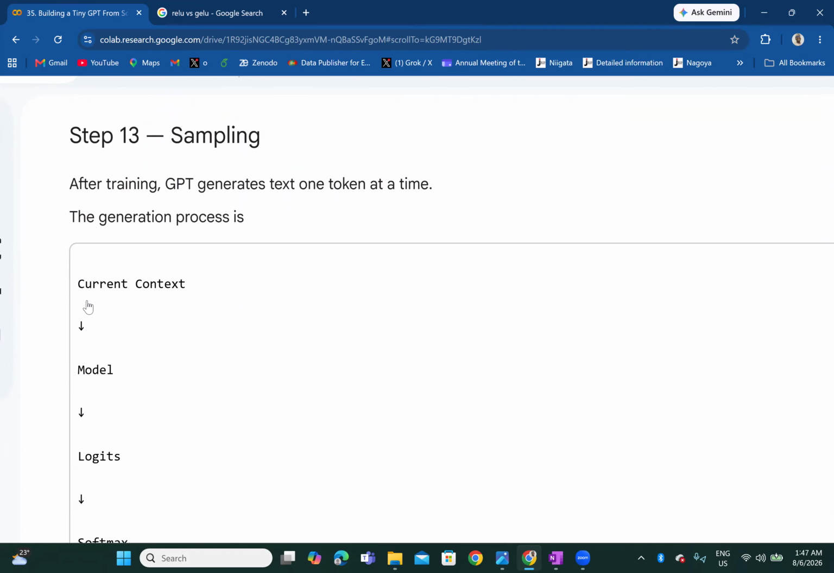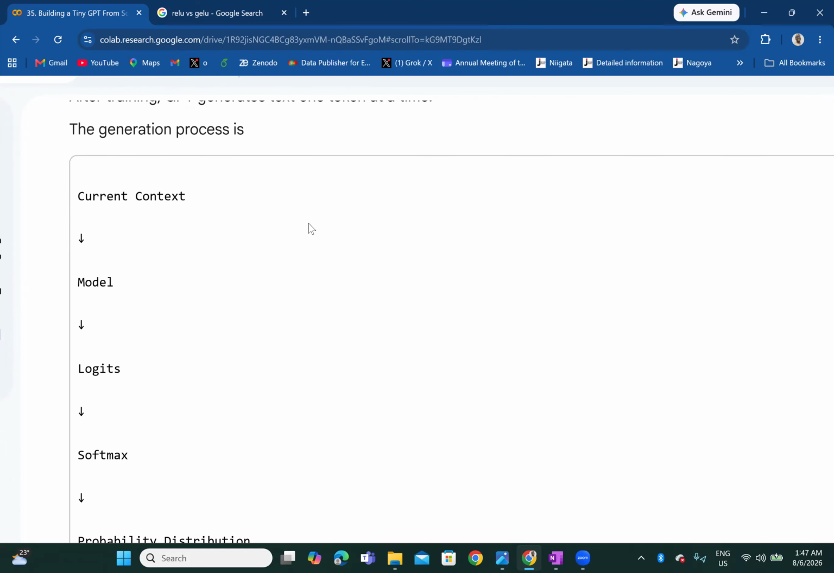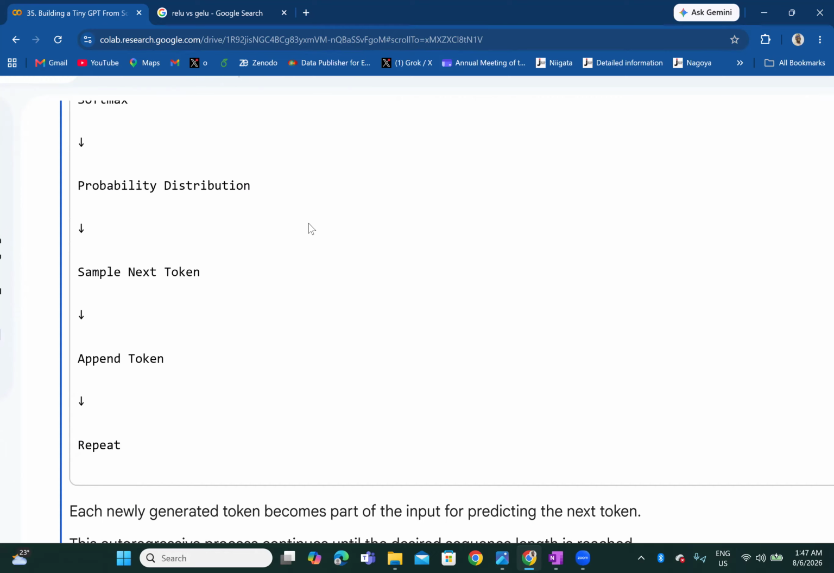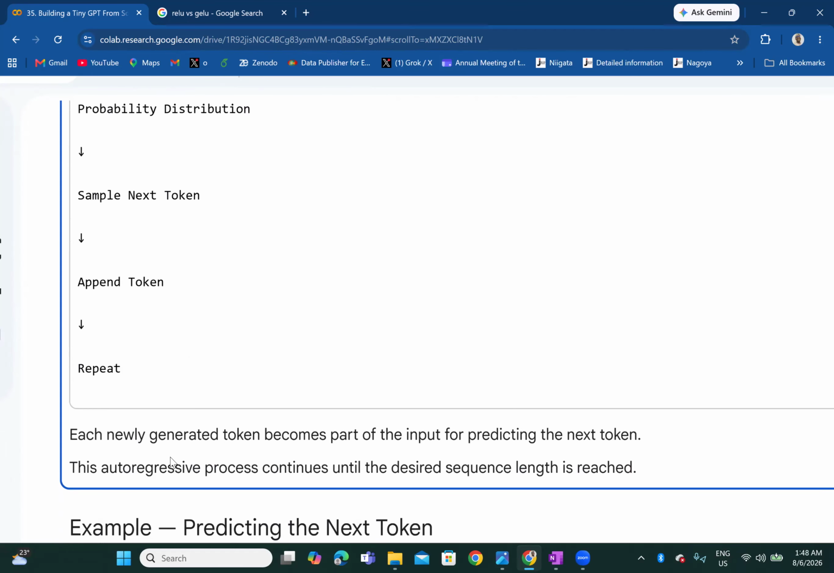So for the sampling in step 13, after training, the generative pre-trained transformer generates text one token at a time. The generation process is like this. You have the current context, and you use the model on it. Logits are generated from the model and converted into probabilities using softmax. Then you have a probability distribution, and you sample the next token based on whatever method you have chosen. If you use the greedy algorithm, the token with the highest probability is automatically selected. You add that and repeat the process. Each newly generated token becomes part of the input for predicting the next token. This auto-regressive process continues until the desired sequence length is reached.